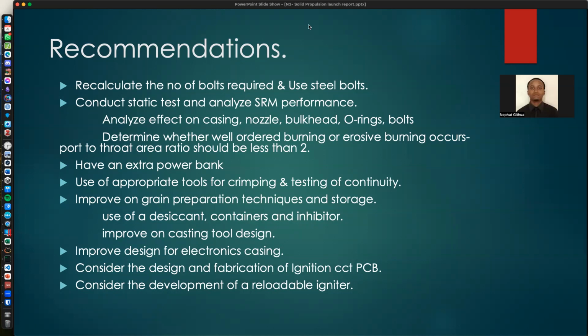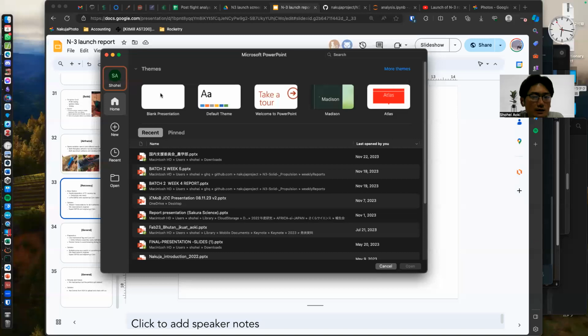We'll improve the design of the electronics casing. And we will also improve the design of the ignition circuit. And we will also consider the development of a reloadable igniter. That's all. Yeah, thank you very much, Nepat.